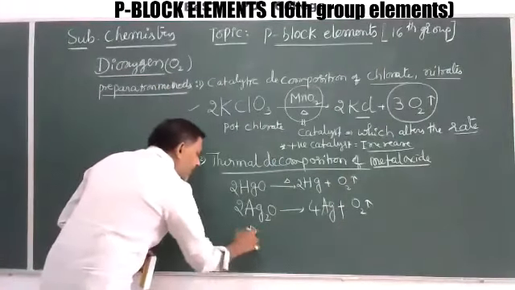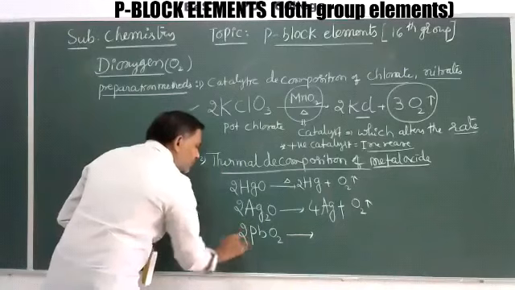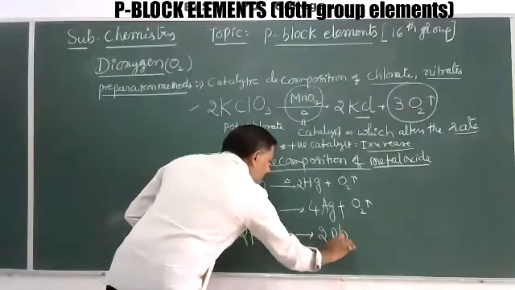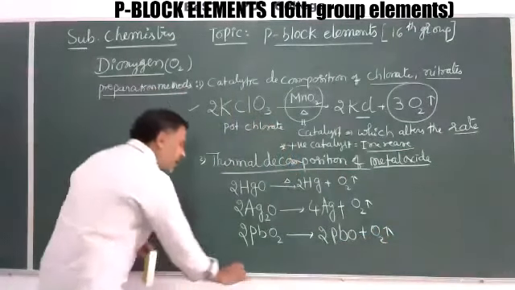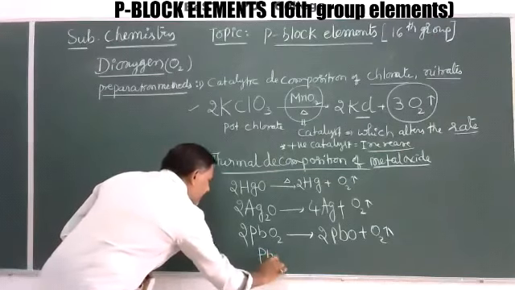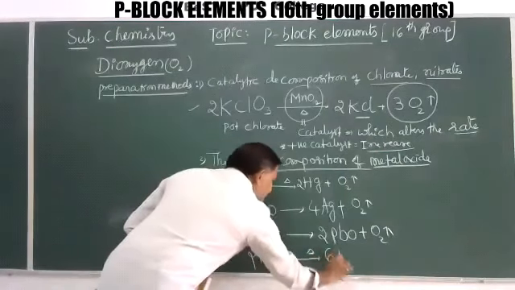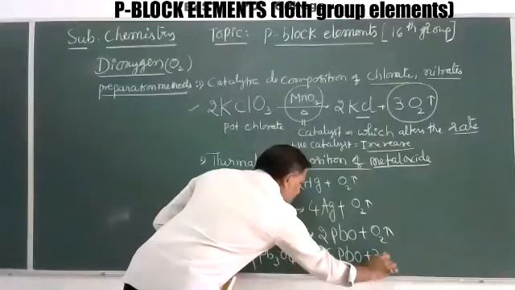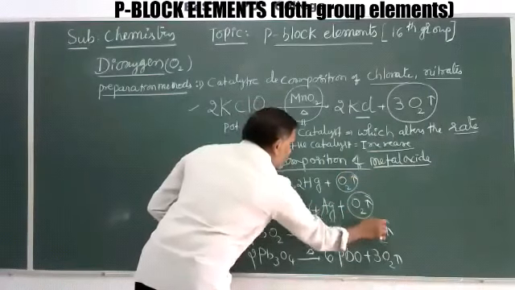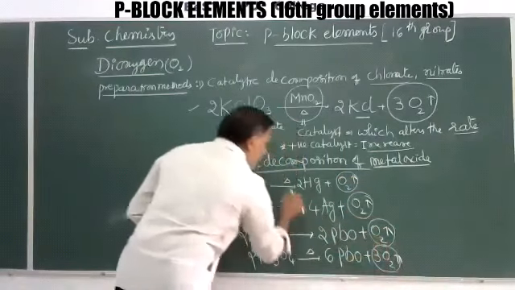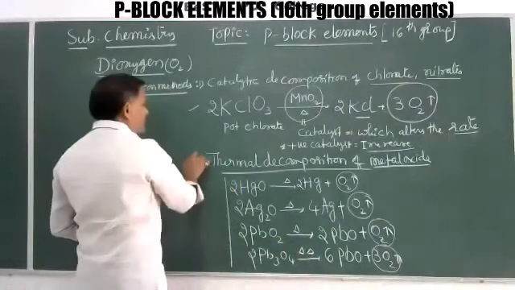Like PbO2: 2 moles give 2 PbO, lead monoxide, plus oxygen gas. Or red lead, Pb3O4, on heating gives, for 2 moles, 6 PbO plus 3 O2 oxygen gas. These are simple metallic oxides which decompose without any catalyst, just on heating only. That's why these are the thermal decomposition of some metal oxides. Second method.